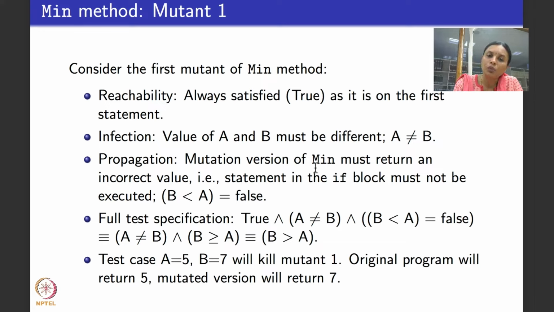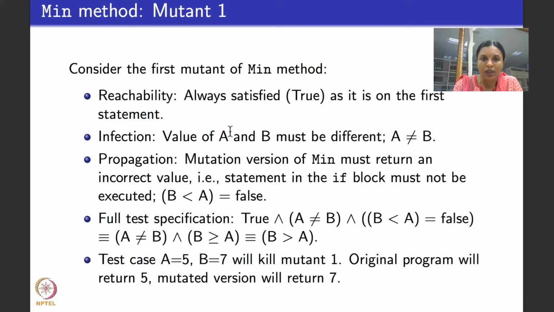Propagation means the mutated version of minimum must return an incorrect value. That is, the statement in the if block must not be executed. If it must not be executed, what does that mean? The condition of the if statement, B less than A, must be false. So the full test specification for reachability, infection and propagation says you just AND them.